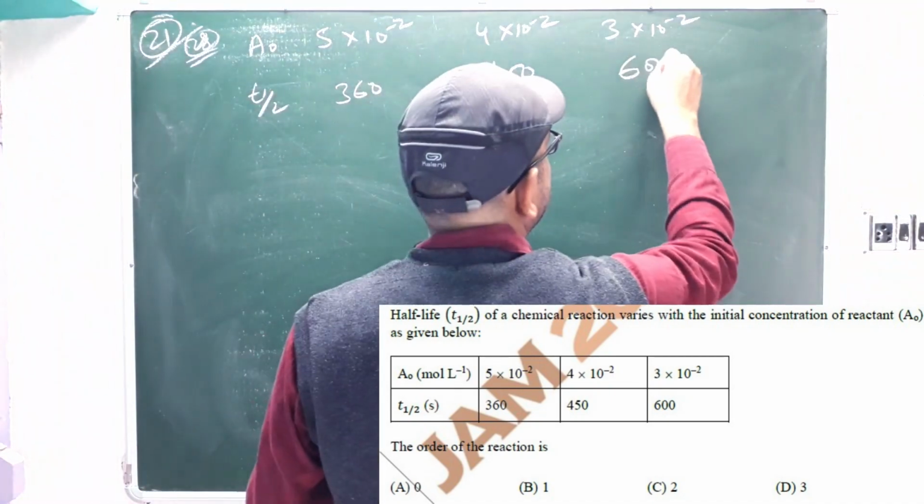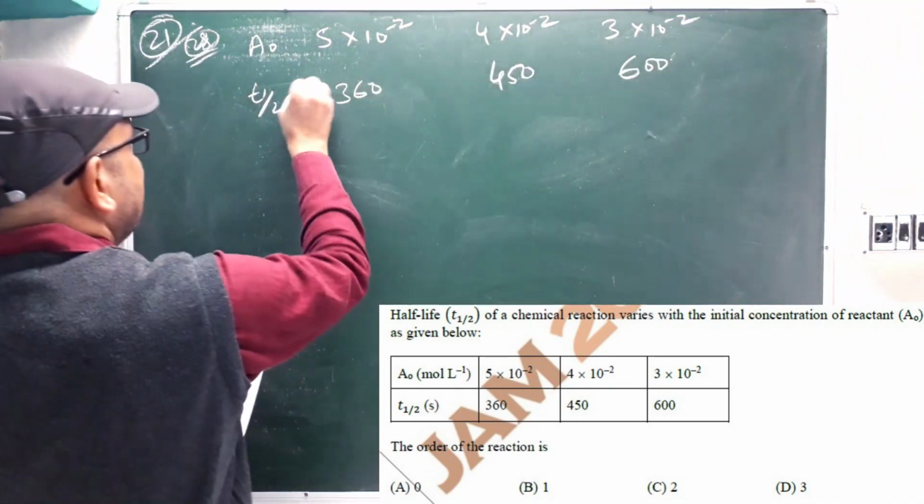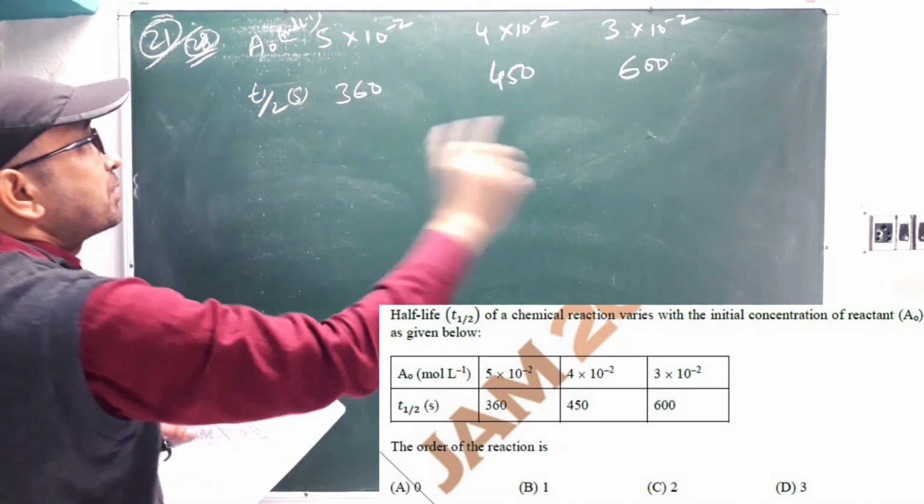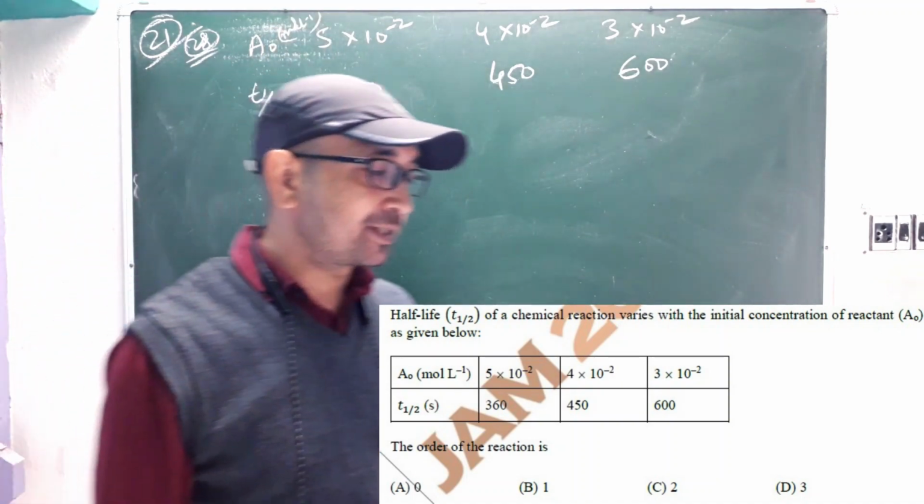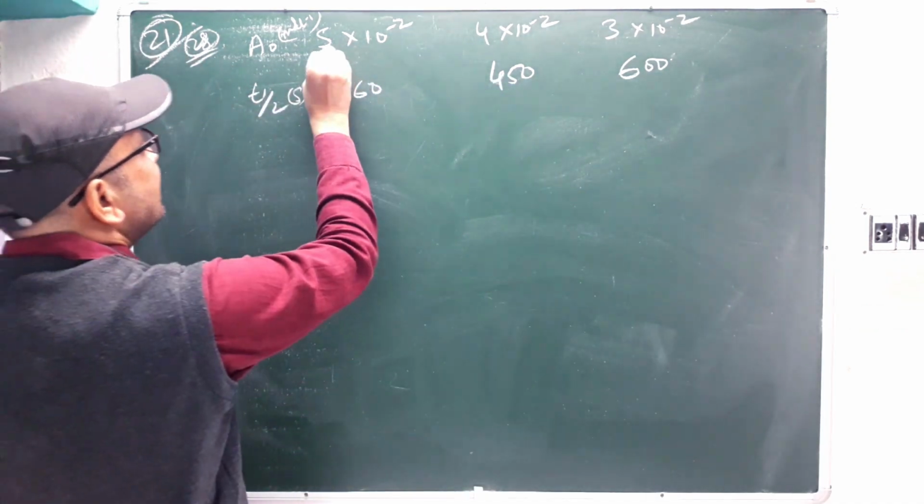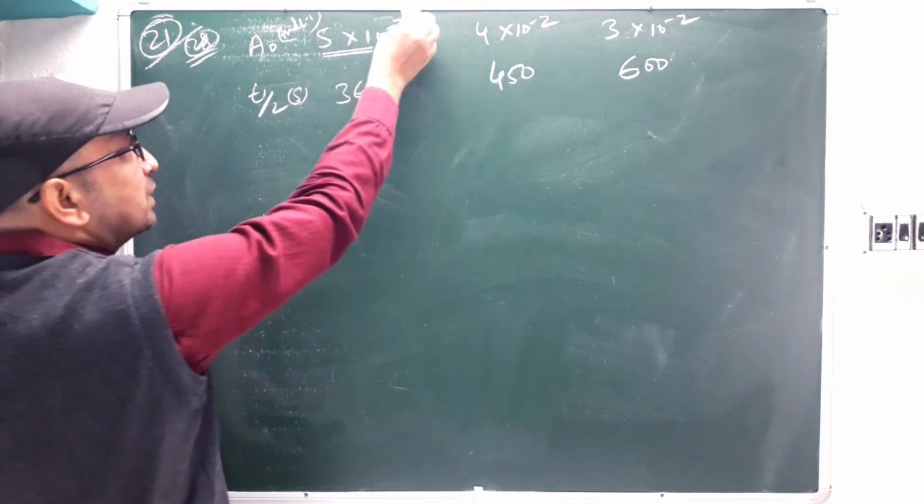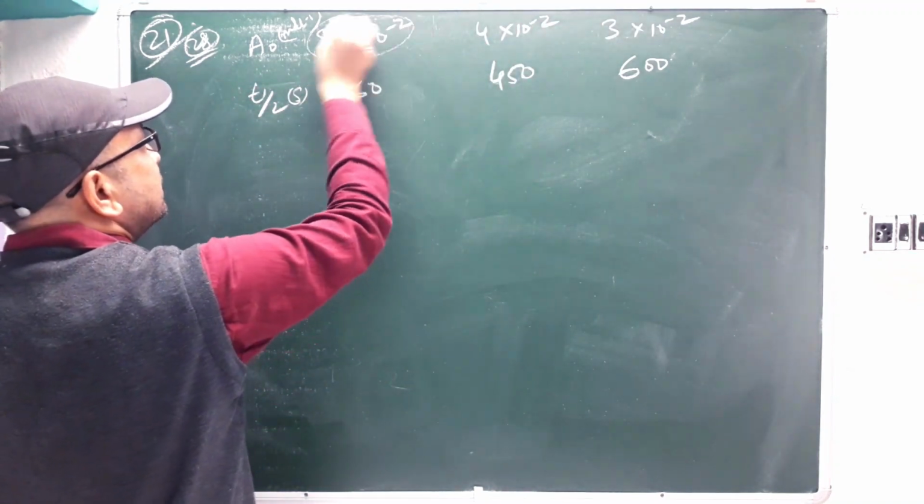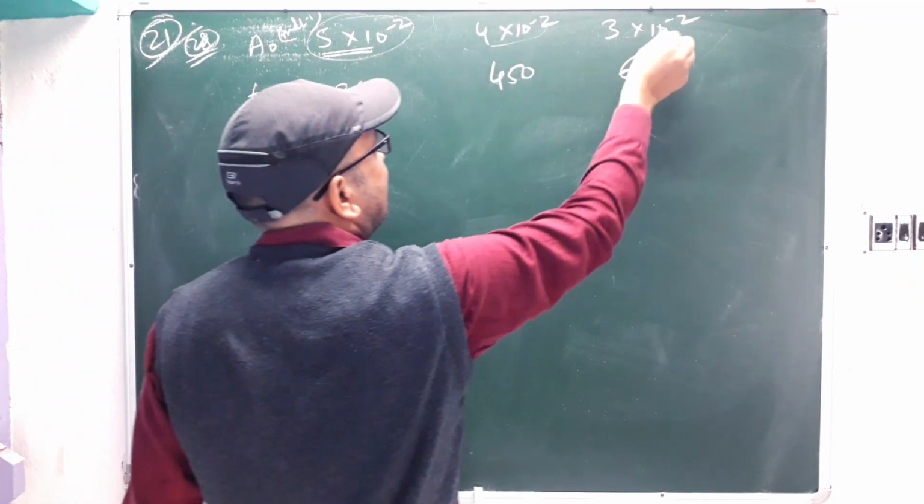450 and this is 600 seconds, right? Everything is in seconds, this is mole per liter. So this type of question, if they are asking the order of a reaction, is very easy. You just see it: when the initial concentration is 5, this 10 to the power minus 2 is common for all, right? We know that this initial concentration is more, this one is lesser and this one is again lesser.